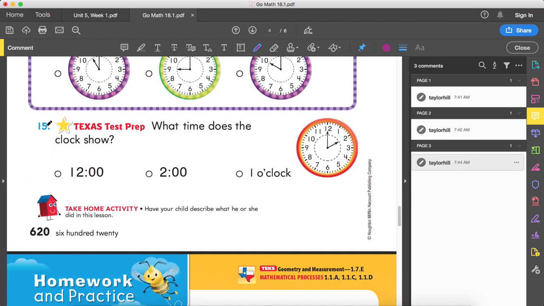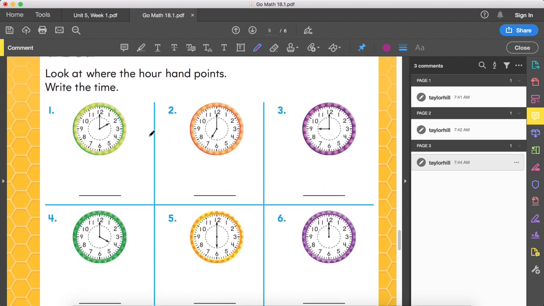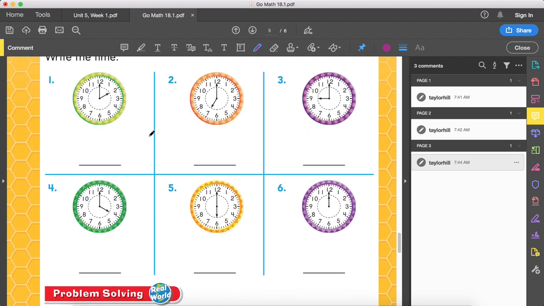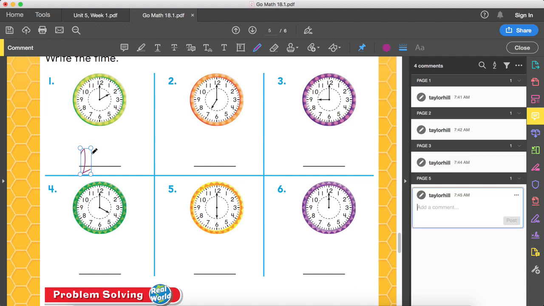Number 15. What time does the clock show? Okay, so the hour hand is pointing to the 2. The minute hand is pointing to the 12, so that means it's something o'clock, but the hour hand shows you which number it's going to be. Okay, look at where the hour hand points, write the time. Okay, so the hour hand on number 1 is pointing to 2, so that makes it 2 o'clock. Number 2, the hour hand is pointing to 7, so that makes it 7 o'clock.